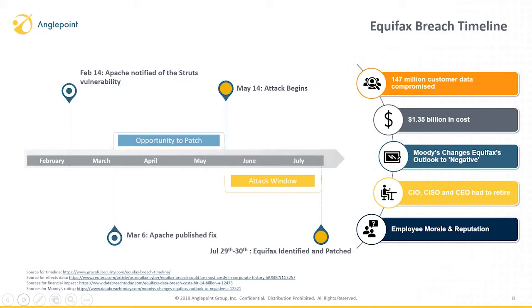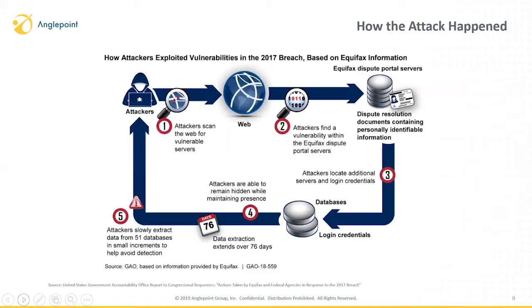So now we'll move on to how the attack happened. If you could go to the next slide. So this is just a high-level view of how the attack was carried out. Equifax likely wasn't targeted, but was found through mass scanning of web servers. However, I'm sure when attackers realized that they had an Equifax server, they made it a priority to exploit them.